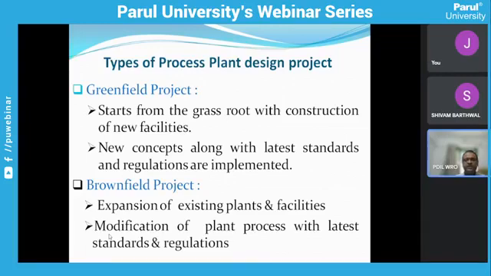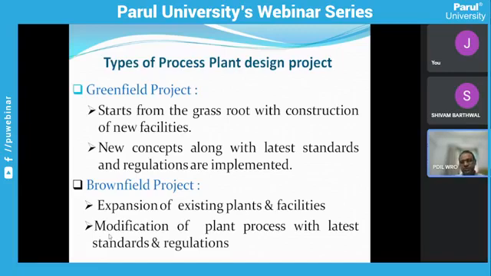Now say there is one unit, one reactor, one heat exchanger, and one working and one standby pump available. If you have to increase the production, then the same thing you have to duplicate. So the first advantage is that when you are working with the brownfield project, you have some references, because you already have a basis. That means the plant has already been constructed. You have the data from the existing plant, so that you can use it.